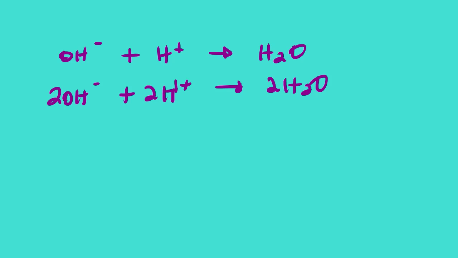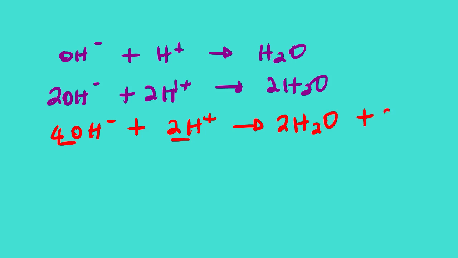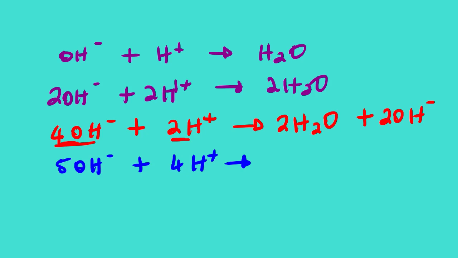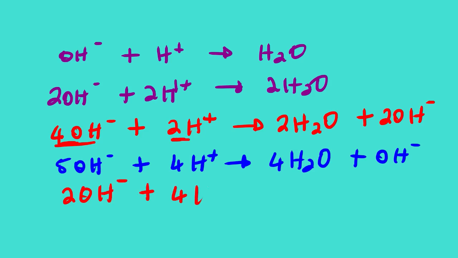Now let us talk about this. Let's say we are adding 4 OH minus and 2H plus. We should know that 2 of OH will react completely with this 2H plus to form 2H2O, and then the excess will be 2OH minus. That is what is left here, unreacted. Then if we have 5OH minus plus 4H plus, we are going to get 4H2O molecules plus OH minus. I hope you can see what we're doing here. Now suppose we have 2OH minus reacting with 4H plus, we are going to get 2H2O plus 2H plus in excess.